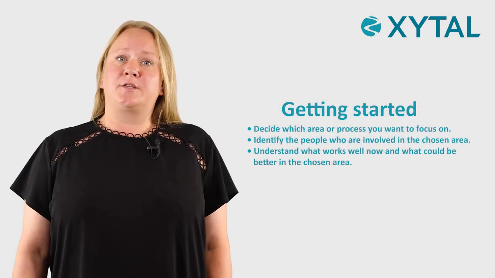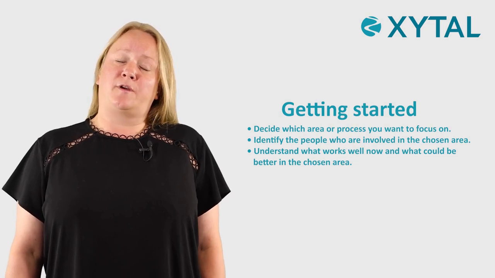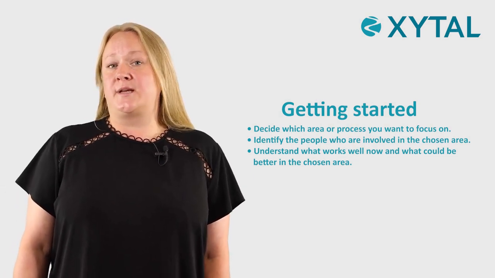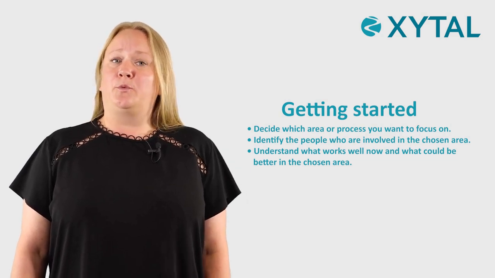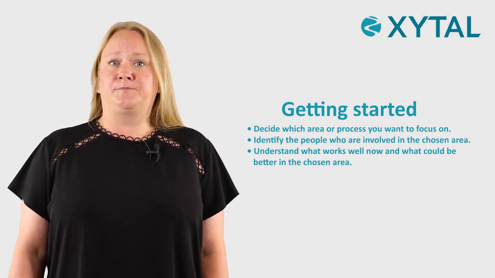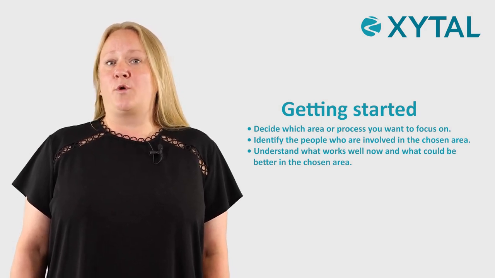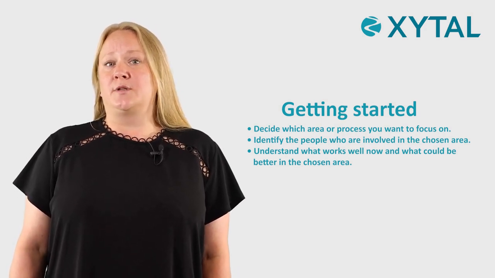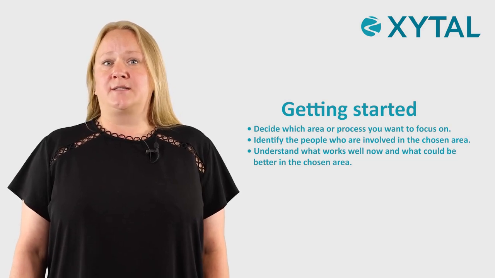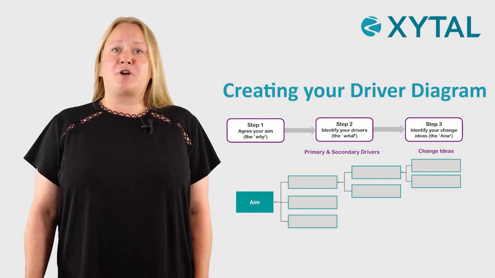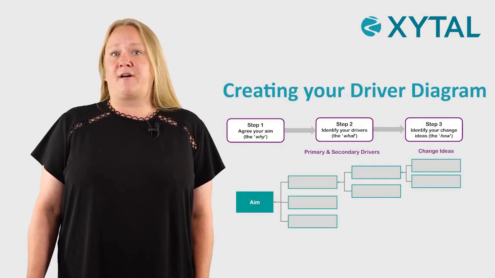The first step is to choose the area or process you want to focus on and develop a shared aim for. Next, you need to identify the team and all the people that are involved in your focus area. It's helpful to start by spending a few minutes discussing what works well and not so well at the moment and ensure that everyone understands the rationale behind the area chosen. Next, you can start to populate your driver diagram starting from left to right.